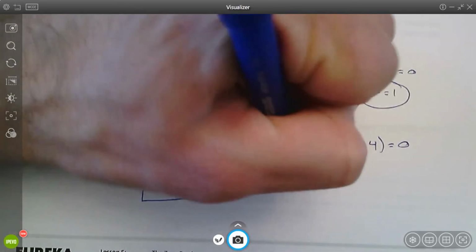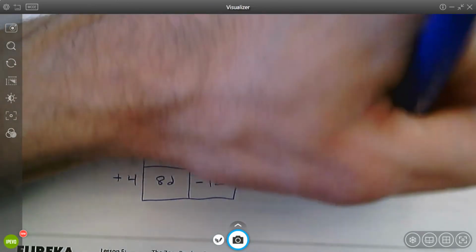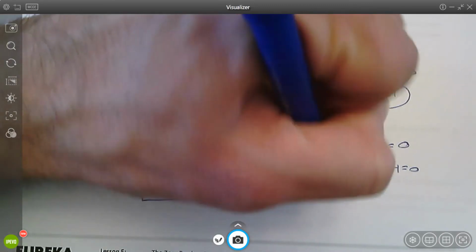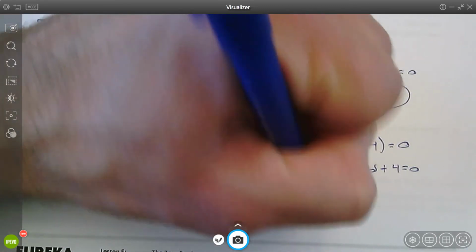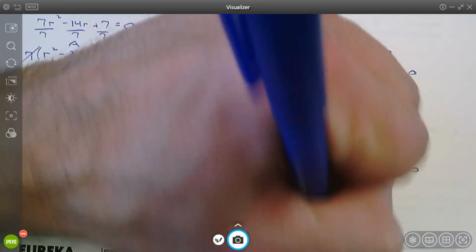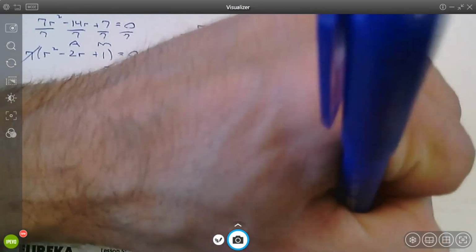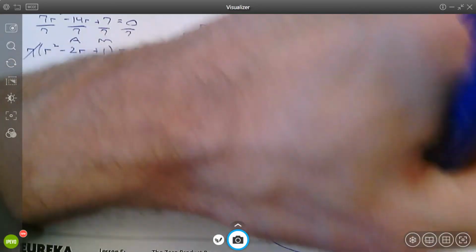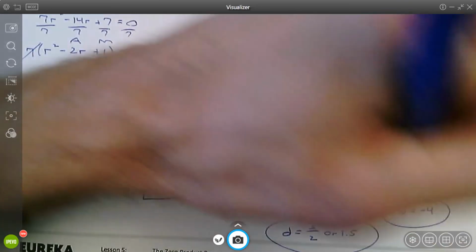And then I'm going to take the zero product property and set my factors equal to 0 and solve. Plus 3. So 2d equals 3. Divide by 2. d equals 3 divided by 2, or 1.5. Minus 4. d equals negative 4.